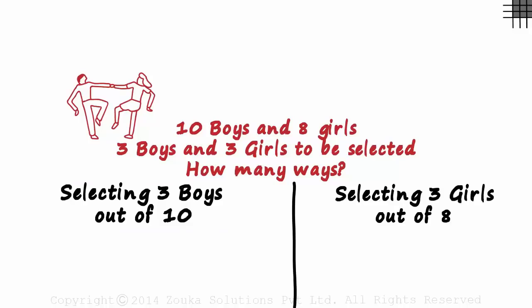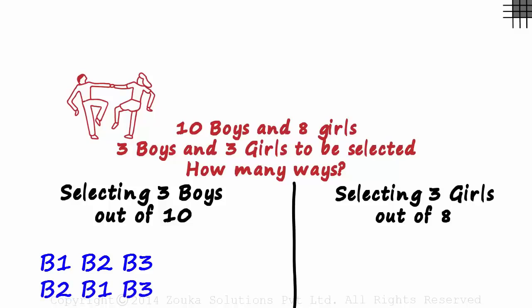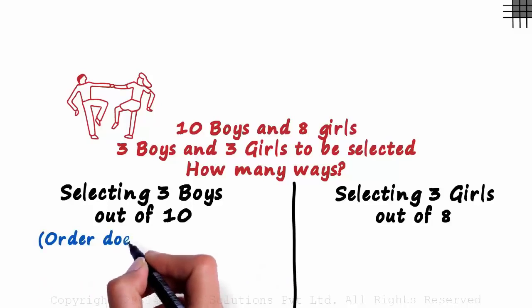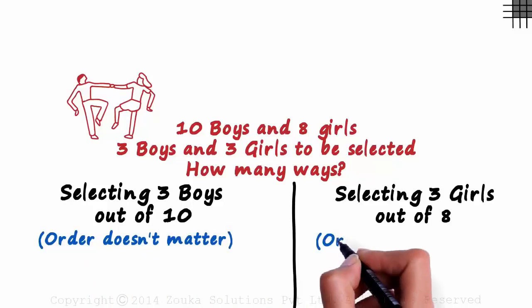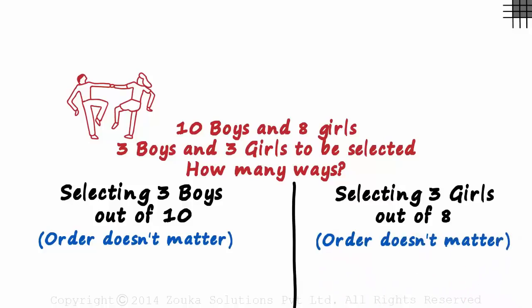Before we begin solving any permutation and combination problem, you should know if the order matters or not. Does the order matter here? To know if the order matters, simply read the statement well. Selecting 3 out of 10. Is there any other condition? There isn't. Selecting B1, B2, B3 is the same as selecting B2, B1, B3 or B3, B2, B1. We are just selecting 3. And similarly, the order does not matter for selecting 3 girls out of 8.